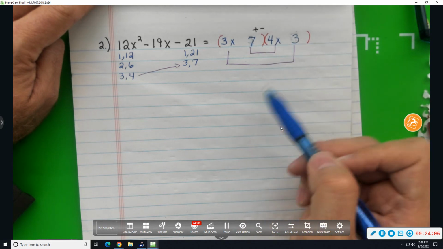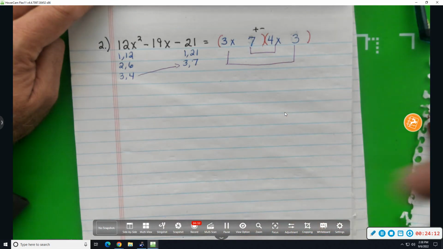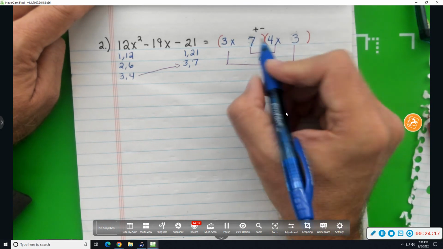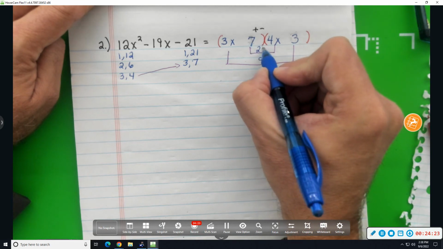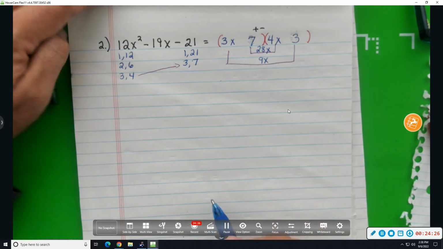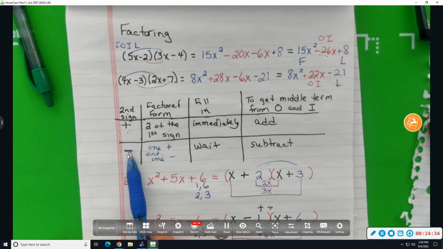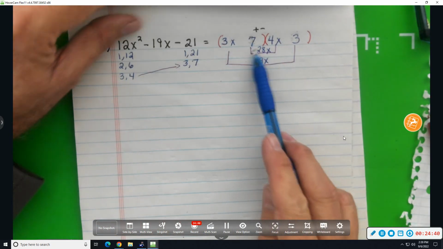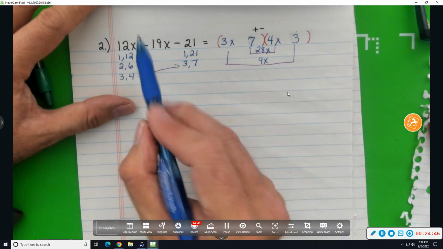What about 4 and 3? Yeah. So let's do this outer and inner. If we were foiling it out, the outer term would be 9x. And what about the inner term? Is that 28x? Now, going back to my little table, we're looking at the row where the second sign is minus. Can we subtract the outer and inner, the 28 and the 9? If we subtract those, can we get a 19? Yes. In fact, we need a negative 19.